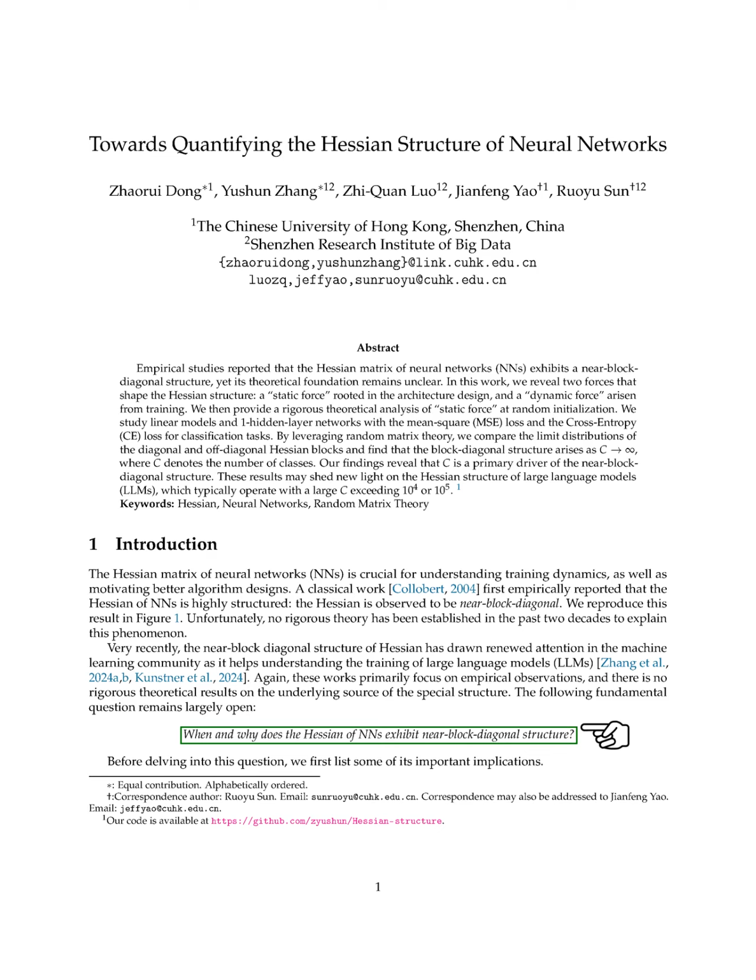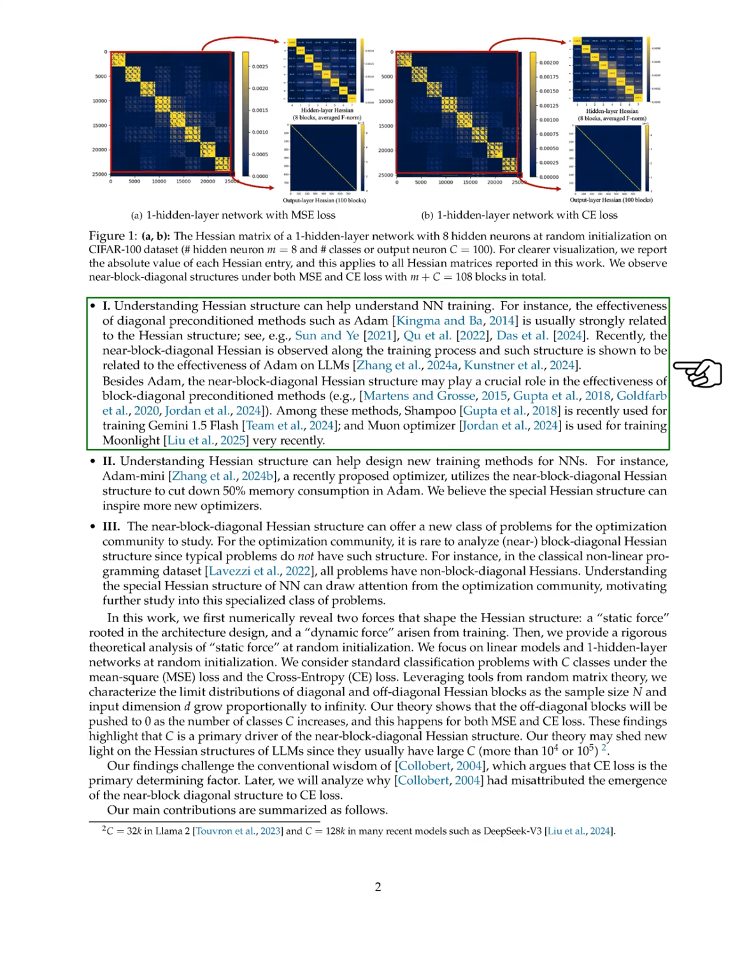We pose a key question: when and why does the Hessian of neural networks show this near-block diagonal structure? Before exploring this, we outline some significant implications of understanding this structure. First, it can enhance our understanding of neural network training. For example, the effectiveness of methods like ADAM is closely linked to the Hessian structure, and we see that the near-block diagonal Hessian appears during training, influencing ADAM's performance on large language models. Additionally, this structure may be vital for other block diagonal preconditioning methods.